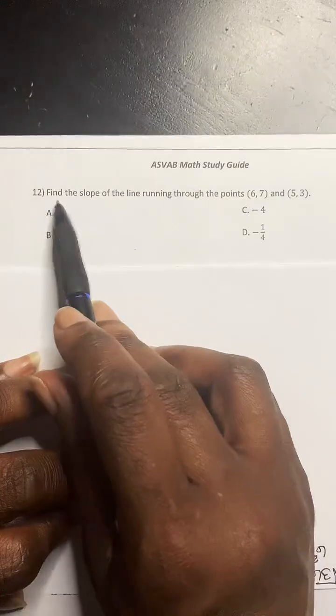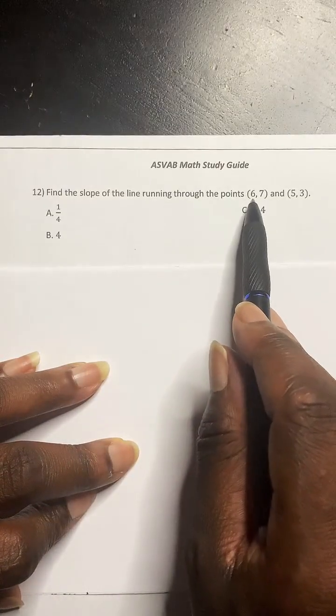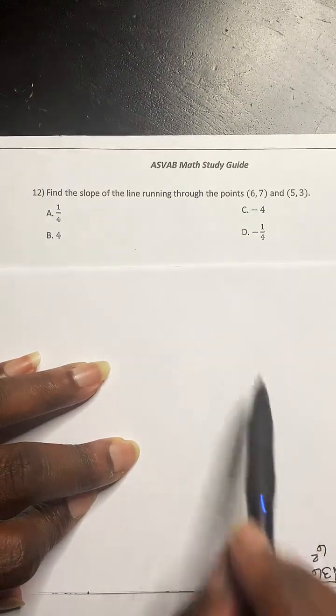Now, find the slope of the line running through points (6, 7) and (5, 3).